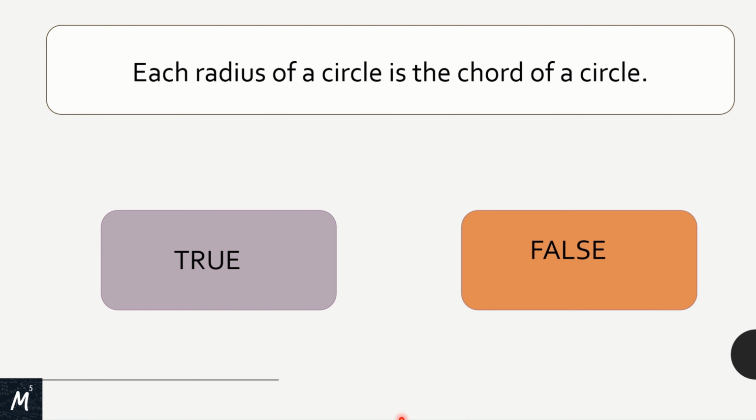Because to be a chord, both the endpoints should be on the circle, and to be a radius, one of the endpoints is at the center. So these two terms, radius and chord, are entirely different.